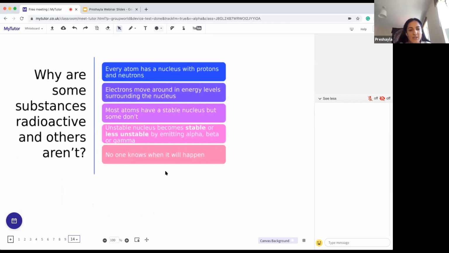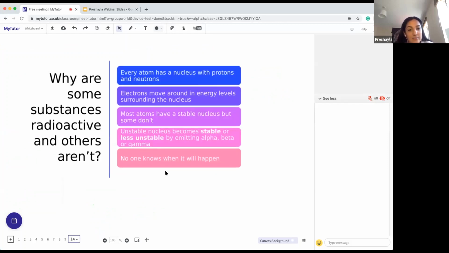So why are some substances radioactive and others aren't? Well, we already know that every atom has a nucleus with protons and neutrons. The electrons move around in little shells that surround the nucleus. Most atoms have a stable nucleus, but some don't. An unstable nucleus becomes stable or less unstable by emitting alpha, beta, or gamma. So the reason some substances are radioactive and others aren't is to do with how stable their nucleus is. If they have an unstable nucleus, they will emit alpha, beta, or gamma randomly to become more stable.